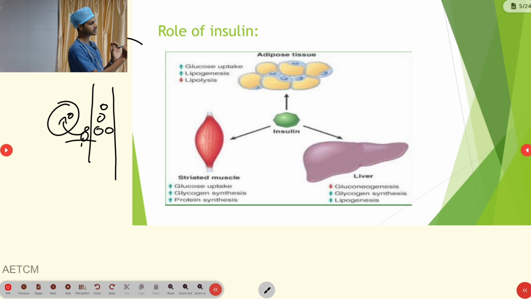So that is the one function of insulin. Okay, so it will transport the glucose from the intravascular to the intracellular. Okay, that is the one function. What is the second function of insulin?